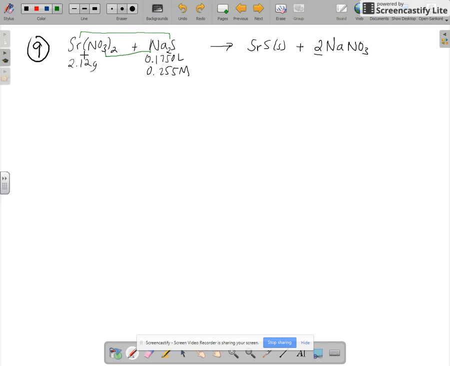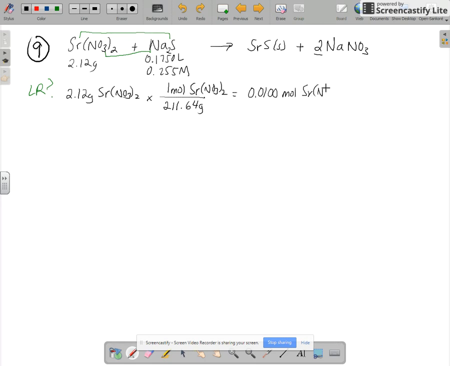Okay, so anytime I give you grams of one reactant, information about the other reactant, got to figure out which one's your LR. It's not quite evident by looking at these numbers, so we're going to have to stoic this out. So I'm going to take my 2.12 grams of the strontium nitrate, and I'm just going to convert that puppy to moles. Okay, so I already looked up the molar mass. Or maybe I just have them all memorized. Maybe. Okay, hopefully that's right. And that guy works out to about 0.0100 with sig figs moles of strontium nitrate.